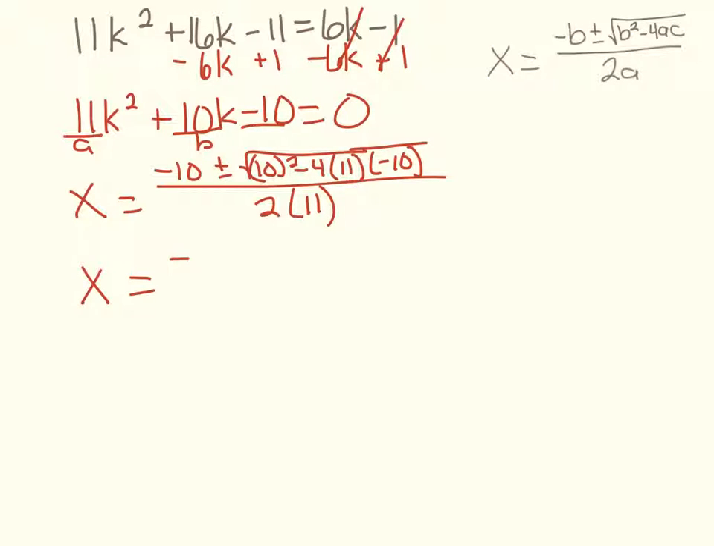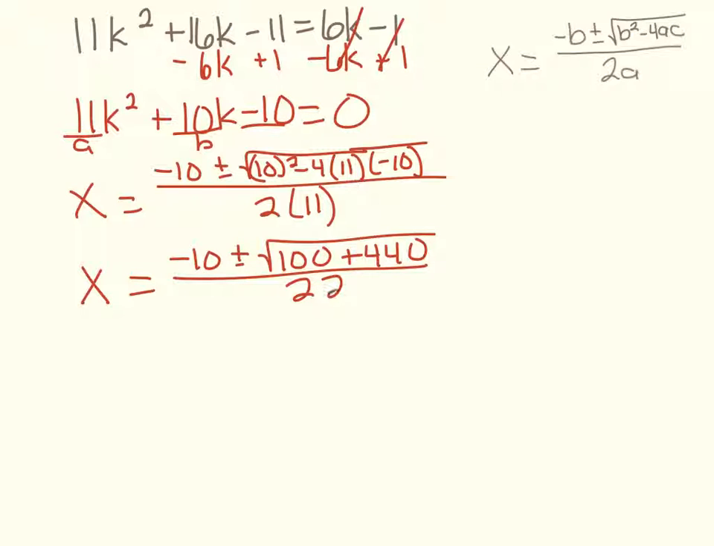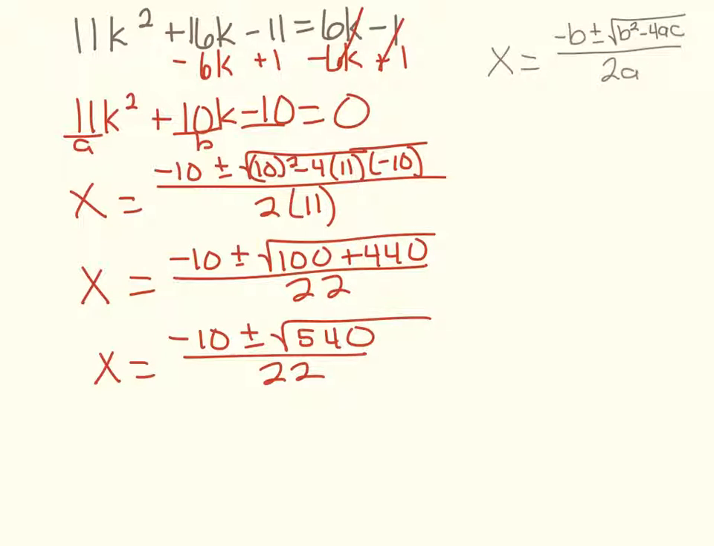And now to simplify, negative 10 stays negative 10. 10 squared is 100. 4 times 11 is 44, times 10 is 440, and it's all positive, all over 22. Now 100 plus 440 is 540, all over 22. And then let's see if we can simplify 540 by doing the prime factors.